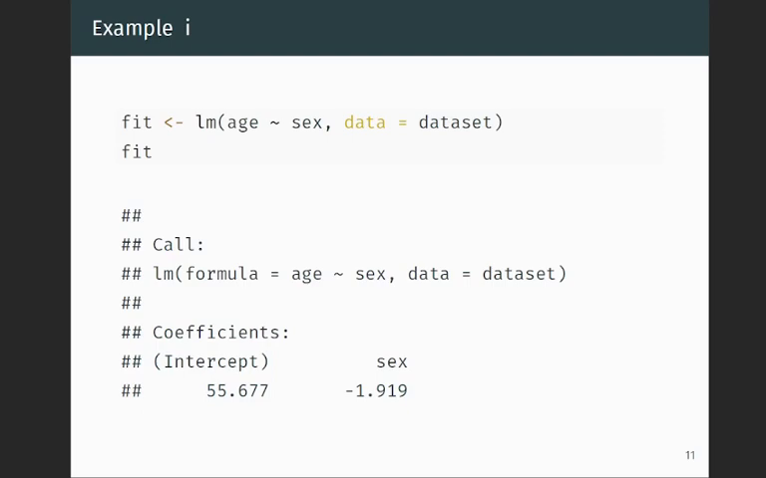And so the intercept, remember, represents the average or the estimate of the average age for the subgroup of observations corresponding to x equals 0. And then sex, or beta 1, is the difference between the two groups. And you can see here the difference is negative. So there's a negative 1.9 year difference between the two groups.